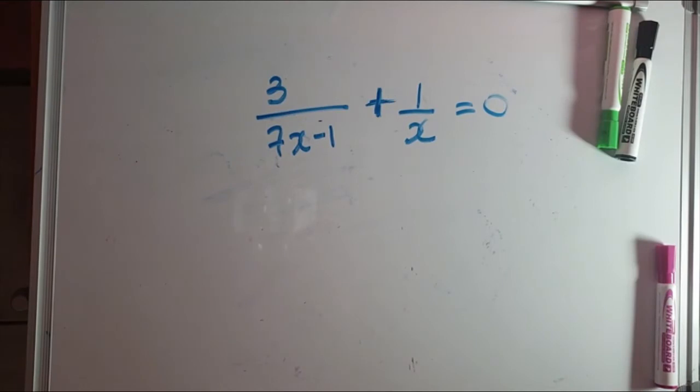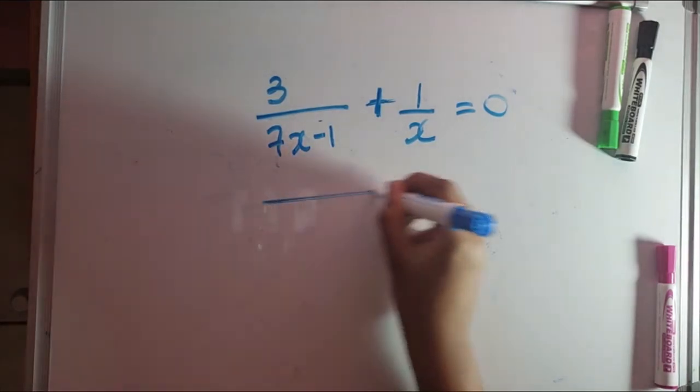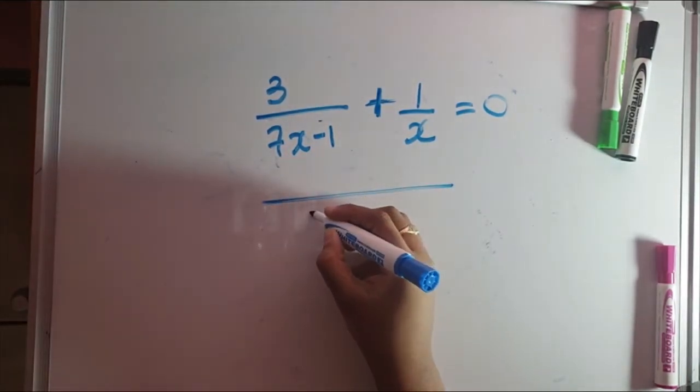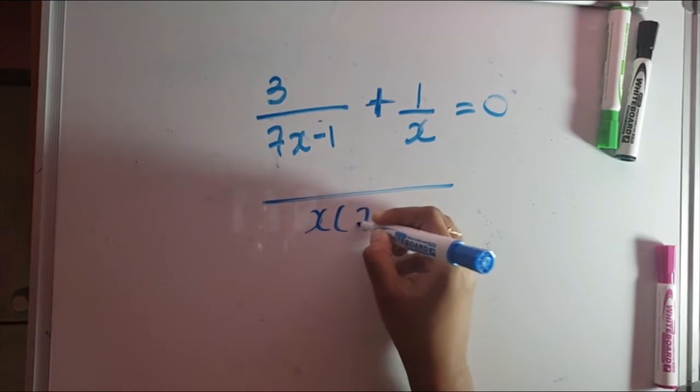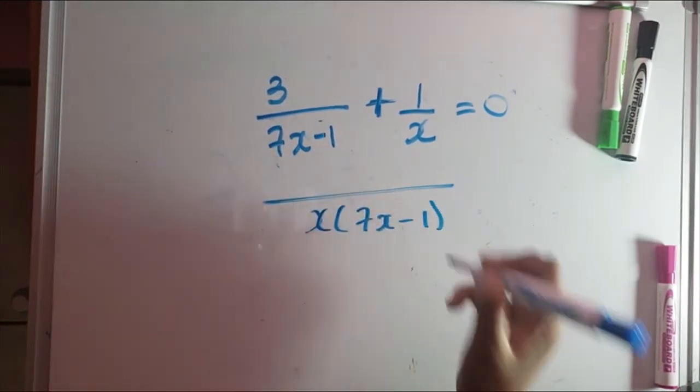Okay, so for this next question we are asked to solve an equation that is 3 over 7x minus 1 plus 1 over x is equal to 0. So the first thing that we're going to need to do is put this all into one fraction. So we need to find the LCM. The LCM would just be x times 7x minus 1.